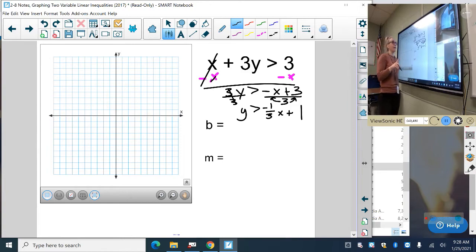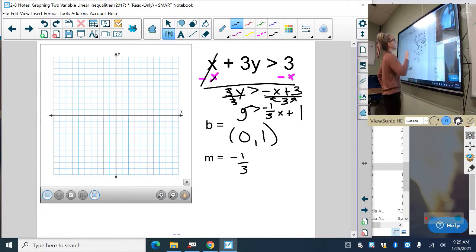Now let me walk through that again, just so we can review. I'm going to get y by itself. So I'm going to subtract x from both sides. So that gives me 3y is greater than negative x plus 3. And then to get rid of the 3 and the y, I'm going to divide and then distribute. Remember, there is an invisible 1 in front of that x, and we put it over 3. And 3 divided by 3 is 1. So my y-intercept is (0, 1), and my slope is negative 1/3. That right there is what I'm using.